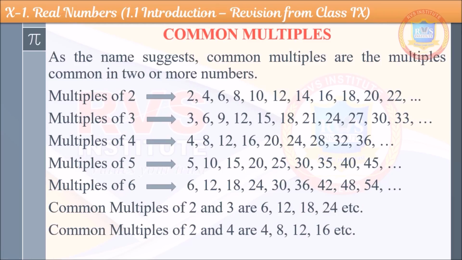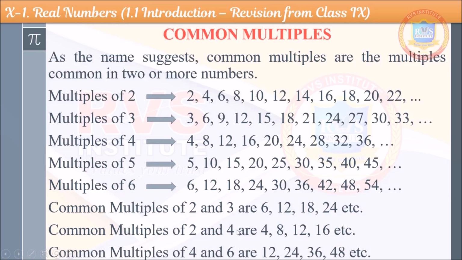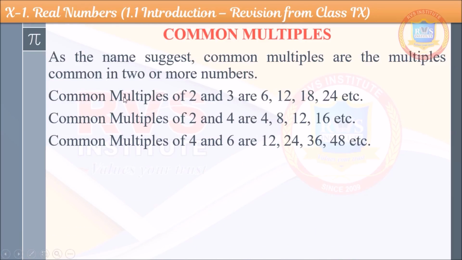Common multiples of 2 and 4 are 4, 8, 12, 16. Common multiples of 4 and 6 are 12, 24, 36, 48, etc. 6 is the common multiple between 2 and 3 and the lowest one. Hence 6 is what? The lowest common multiple of 2 and 3. Again 4 is the lowest common multiple of 2 and 4, and 12 is the lowest common multiple of 4 and 6.